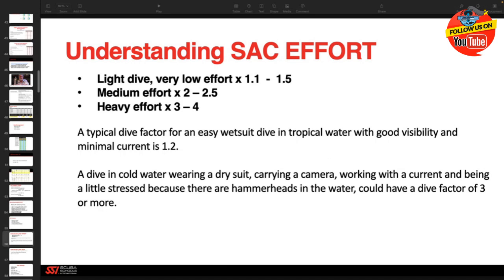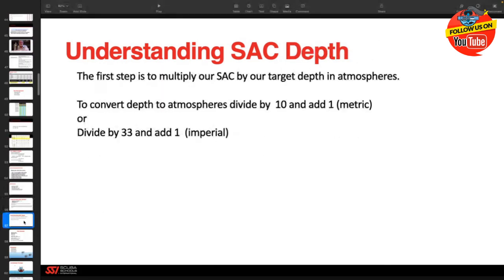As we go through this process, understanding SAC rate, the first step is to multiply our SAC rate by our target depth in atmospheres. Convert depth to atmospheres by dividing by 10 and adding one for metric, or dividing by 33 and adding one for imperial.